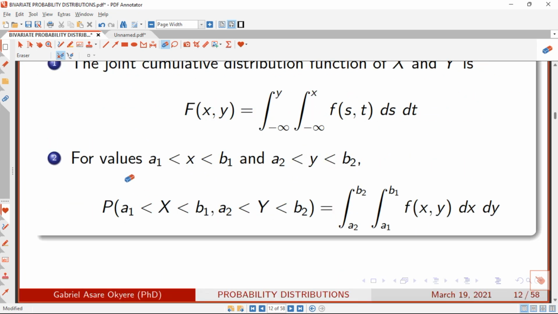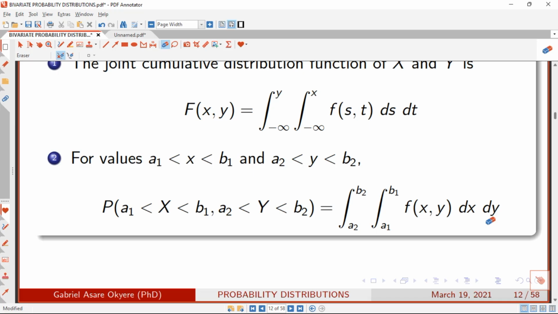Okay, and the second one says that for values a1 less than x less than b1, and a2 less than y less than b2, this is just giving us the limits for both x and y. If the limits of both x and y are given to us, and we are asked to calculate the joint probability of x and y within our limits, you see we can either choose to integrate with respect to x and then with respect to y, or we can choose to integrate with respect to y before we come to x, right?